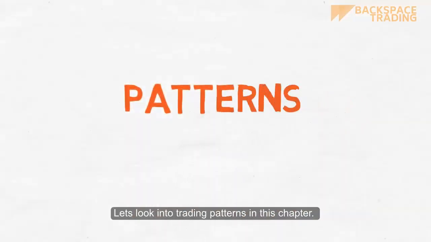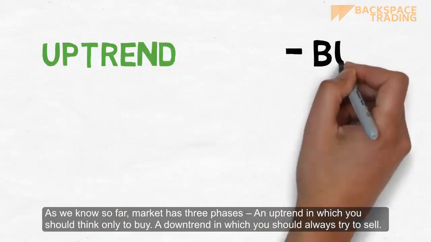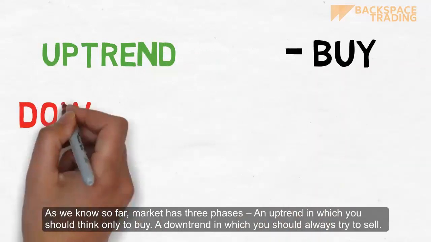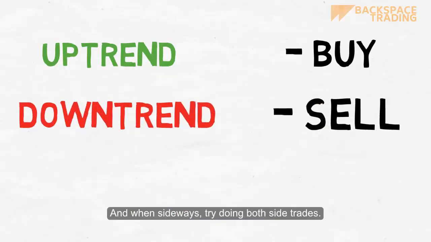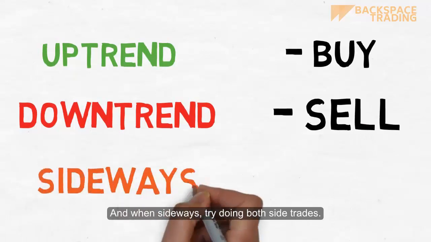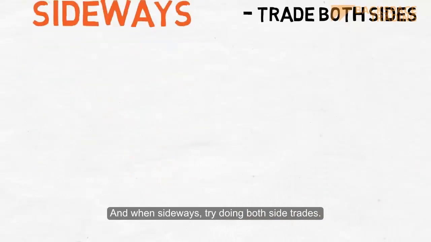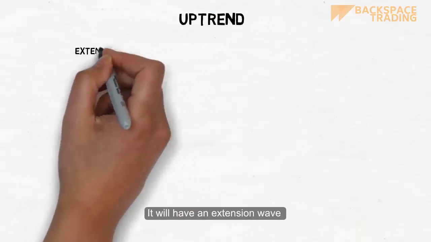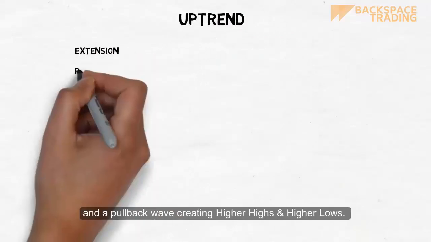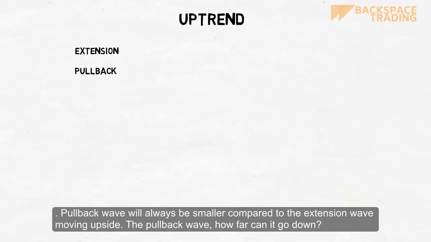Okay, let's look into trading patterns in this chapter. As we know so far, market has three phases: an uptrend in which you should only think to buy, a downtrend in which you should always try to sell, and when sideways, try doing both. When an uptrend comes, it will have an extension wave and a pullback wave, creating higher highs and higher lows. Pullback wave will always be smaller compared to the extension wave moving upside.